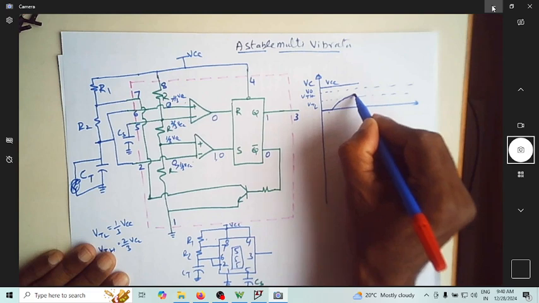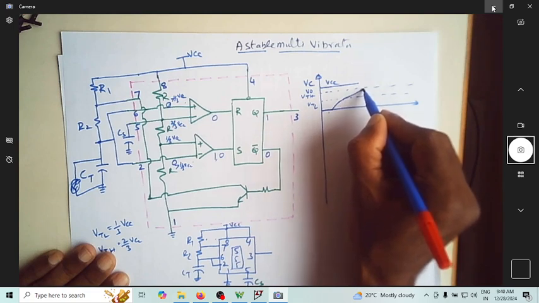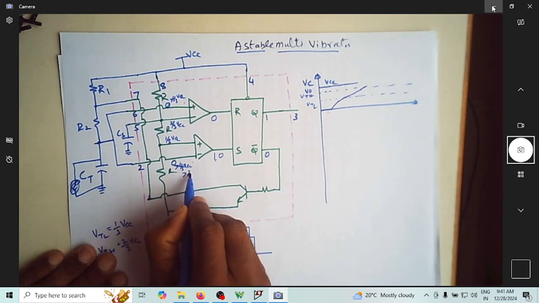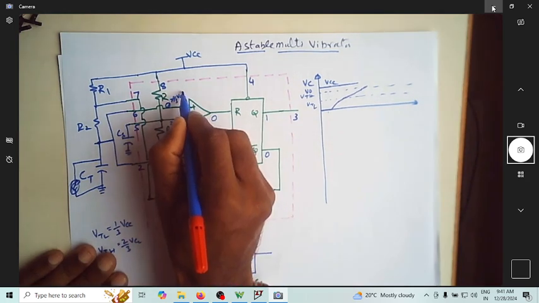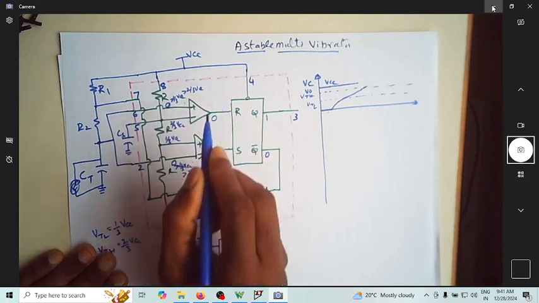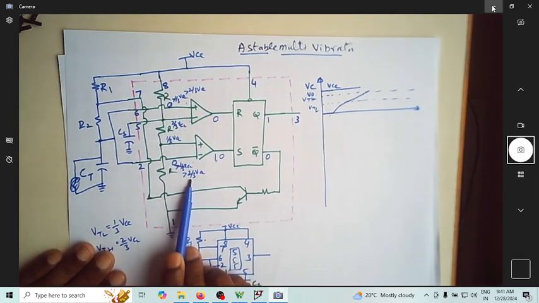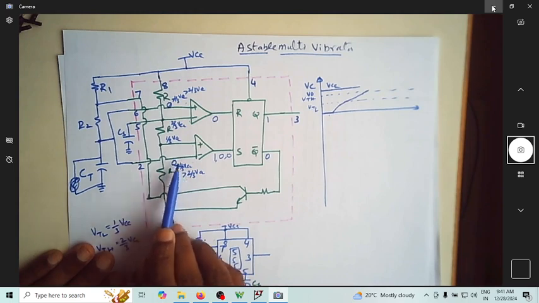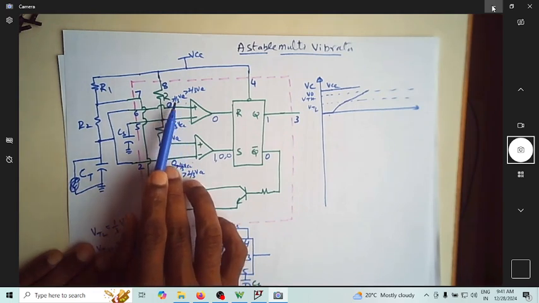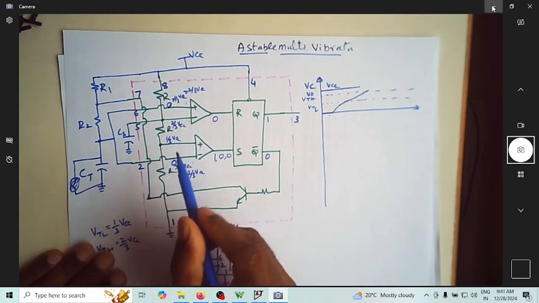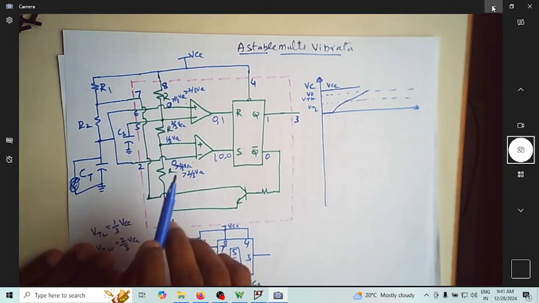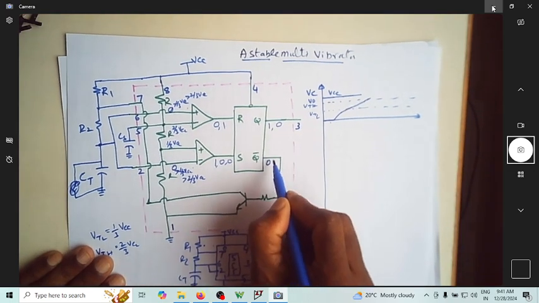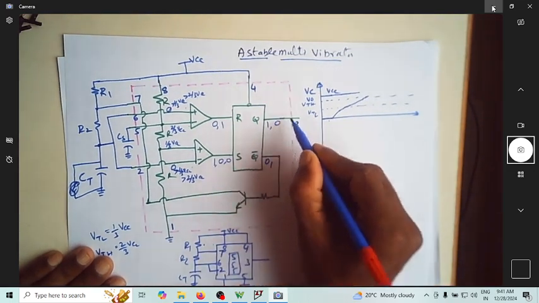The capacitor keeps charging. Assume it exceeds VTH, going above 2/3 VCC. The other comparator continues to be 0 because it is compared with 1/3 VCC. The moment this voltage goes above 2/3 VCC, this comparator output becomes 1, and the flip-flop goes to reset. So this becomes 0 and this becomes 1. Of course, the output has become 0 now.